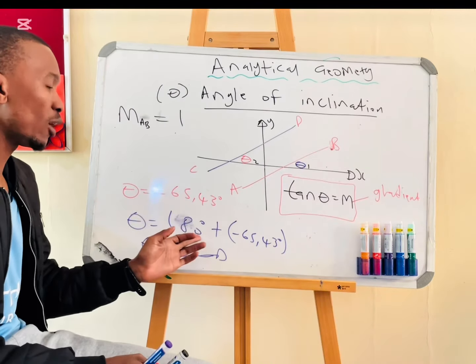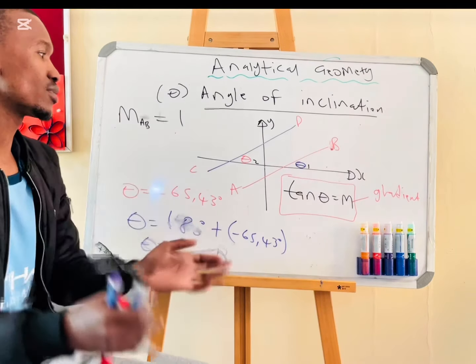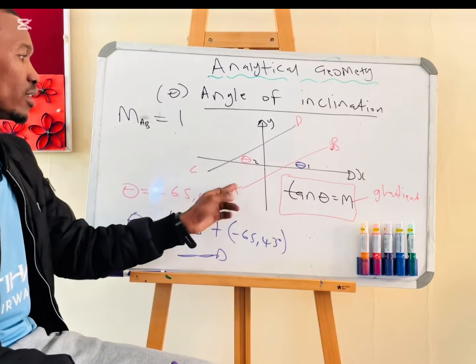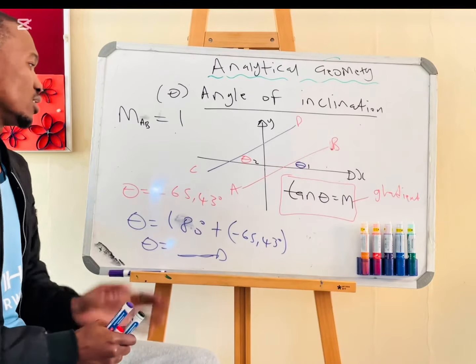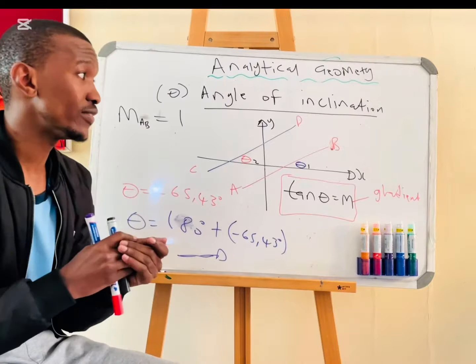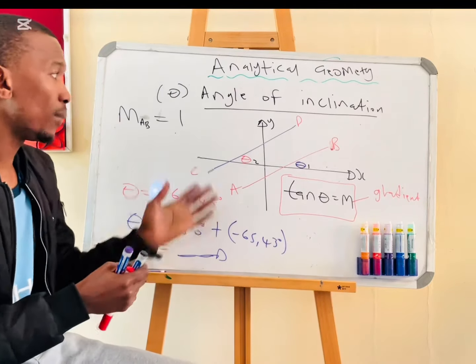The reason why we add 180 is because tan is positive here in the third quadrant, because first, second, third, fourth, right? Remember that. So that is actually one of the things that people who are doing grade 11 and 12 must remember about angle of inclination.